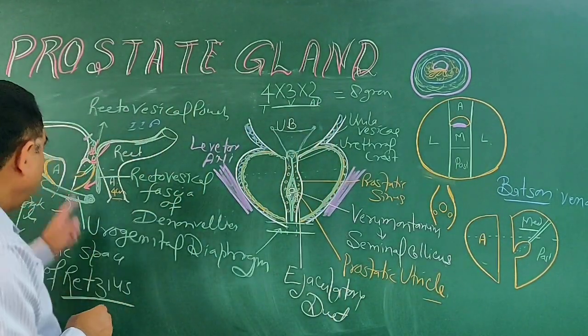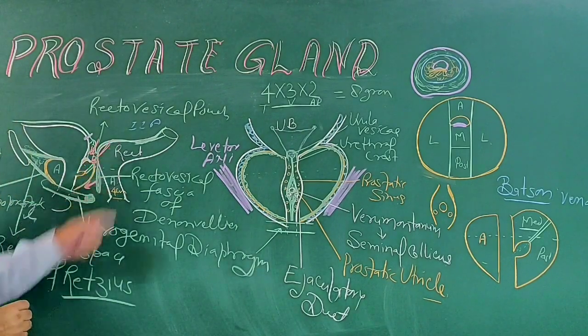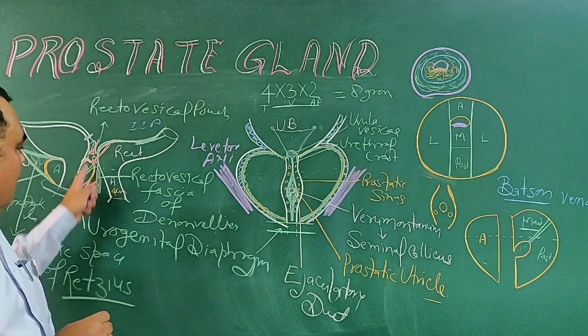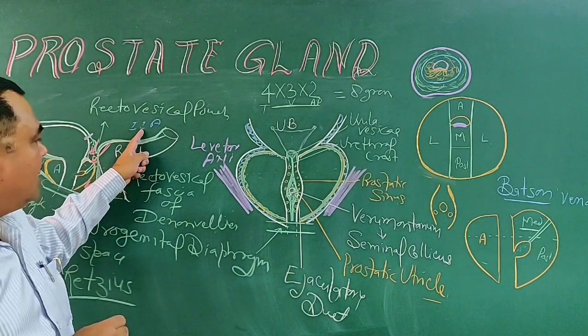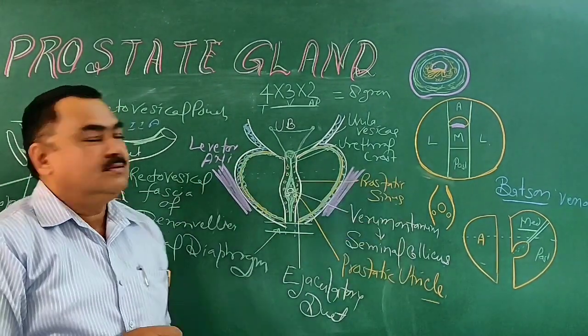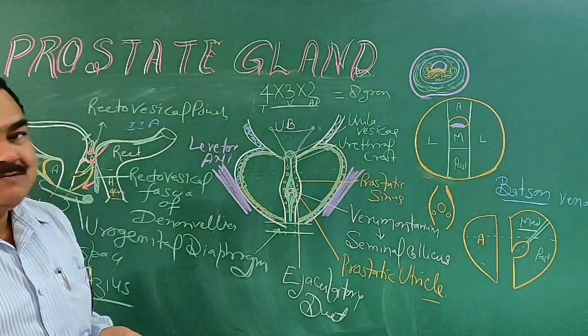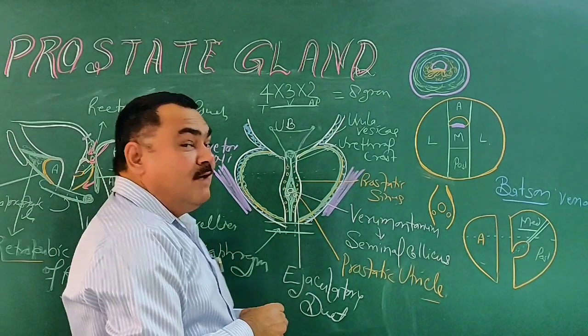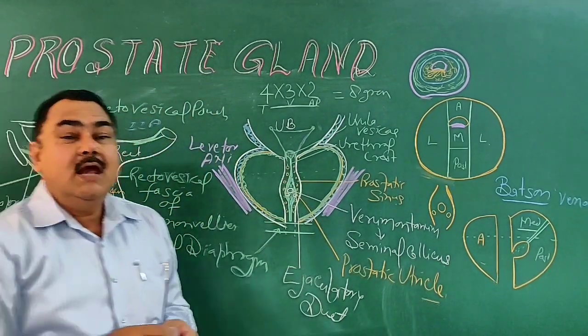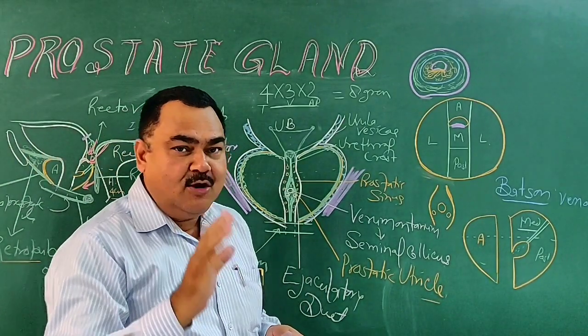So you have seen the arterial supply and venous drainage. Most of the veins accompany the artery and drain into the internal iliac vein, but some veins of this venous plexus drain through the Batson venous plexus. Now lymphatic drainage: lymphatics from the prostate go into the internal iliac and external iliac groups of lymph nodes.